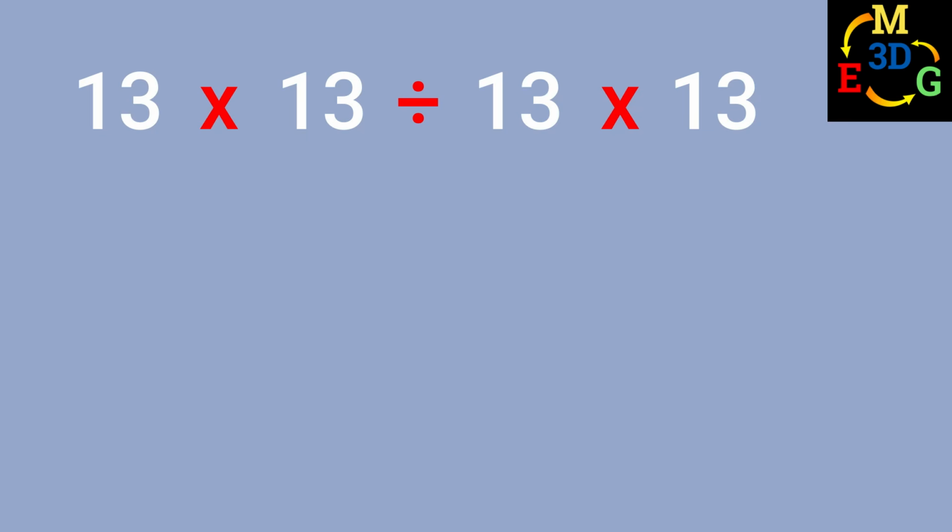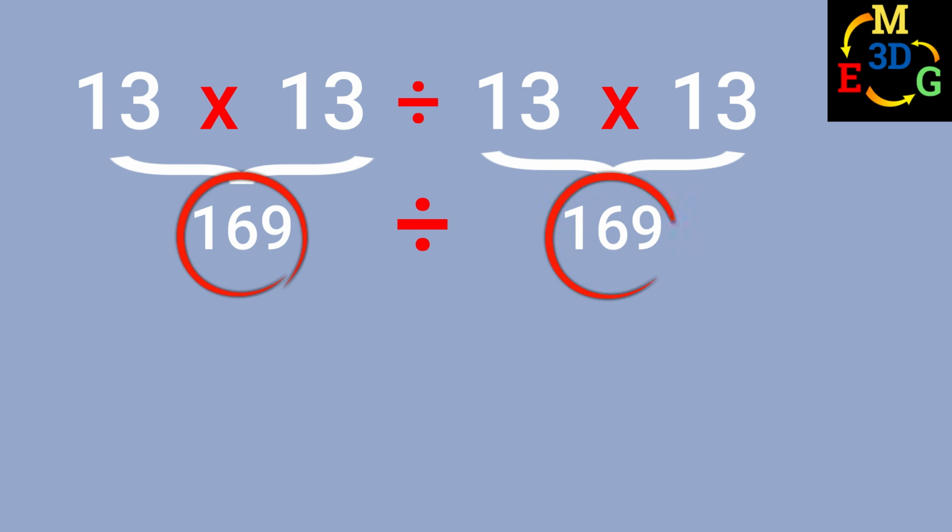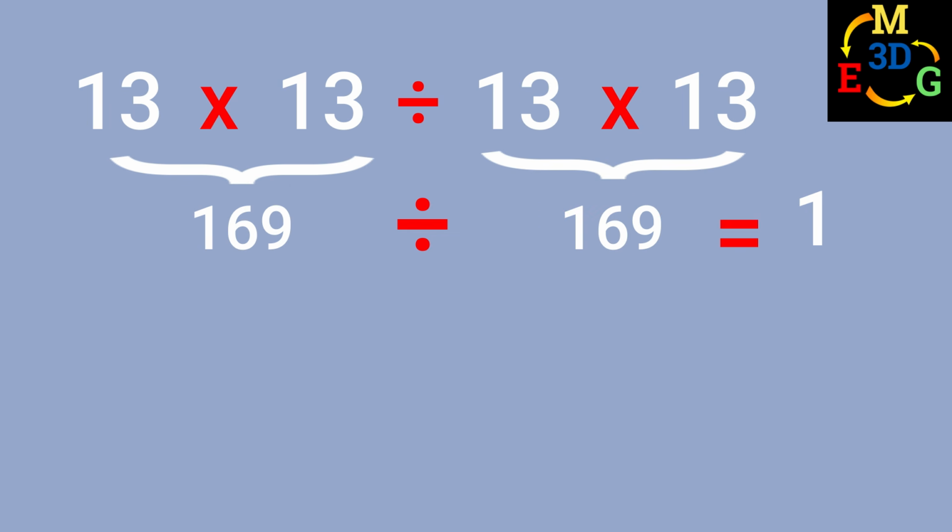In this video we want to find the value of this expression: 13 times 13 divided by 13 times 13. If you multiply 13 times 13, which is equal to 169, and if you multiply 13 times 13 again, which is equal to 169, and 169 divided by 169, the solution will be 1, and this is absolutely wrong.